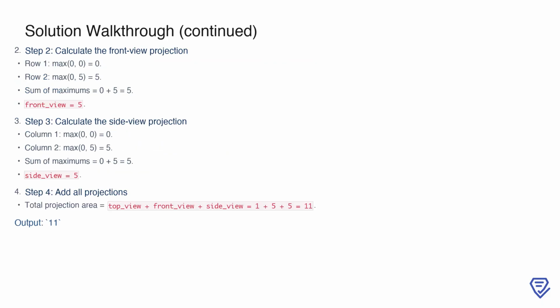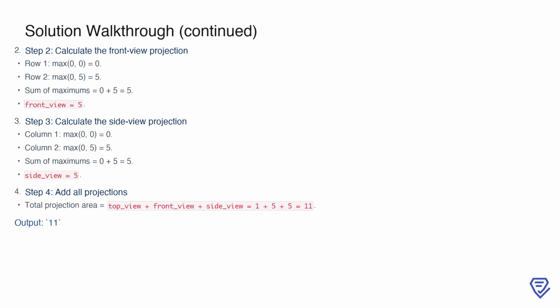Next, we calculate the front view projection for the sparse grid. For the first row, the maximum of 0 and 0 is 0. For the second row, the maximum of 0 and 5 is 5. Adding these values together, we get 0 plus 5, which equals 5. So, the front view projection is 5.